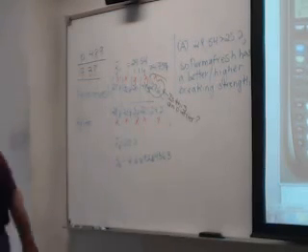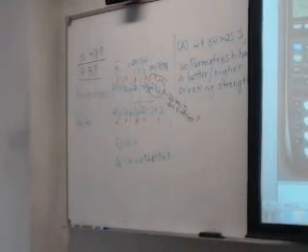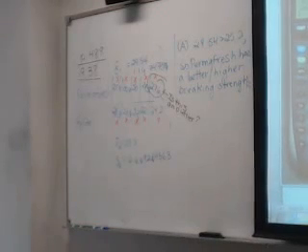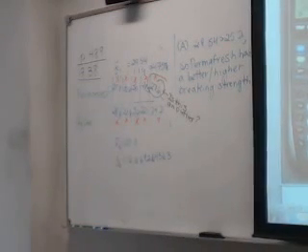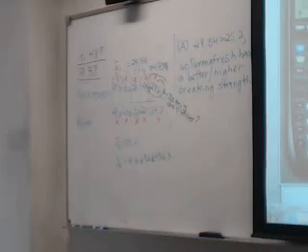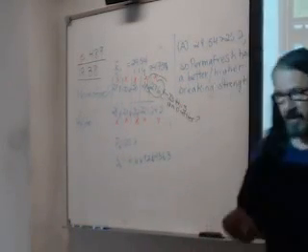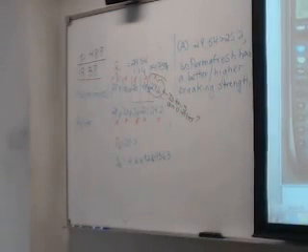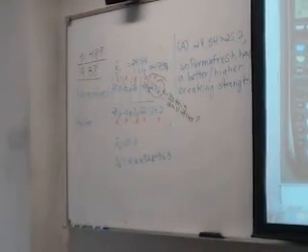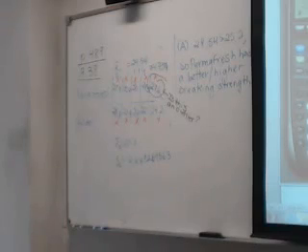Quartile 1 is 28.55. Quartile 3 is 30.35. Any memory of what we do with those? Subtract them, that gets our interquartile range. And what is that? 1.8. Is that right? Yeah. Okay.